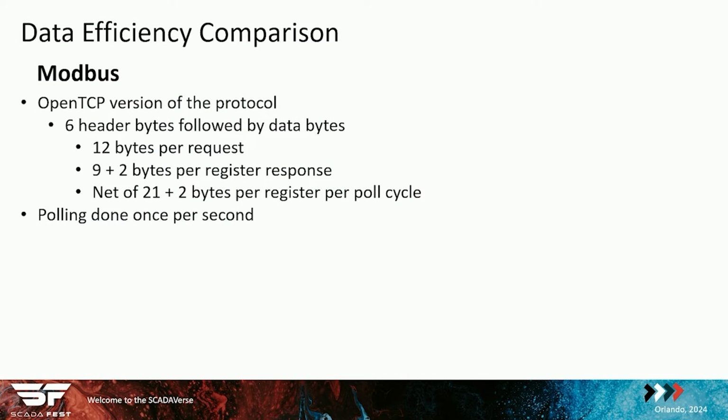Basic math is there's 12 bytes per request that go out if you're reading 16-bit integer register data. And then you get 9 bytes of overhead plus 2 bytes per register coming back. So you get 21 plus 2 bytes per register net traffic per polling cycle. And for all the examples here, I'm going to assume my Modbus is polling once a second, just as the rate I've chosen for comparison between the different cases.